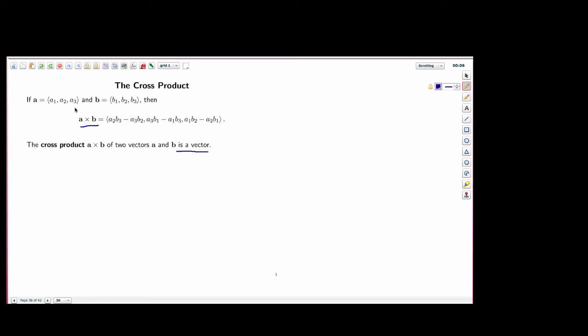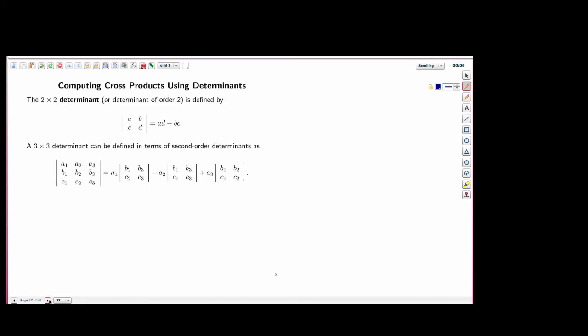So if A is A1, A2, A3, and B is B1, B2, B3, the cross product, A cross B, is given by the formula: A2 B3 minus A3 B2, A3 B1 minus A1 B3, A1 B2 minus A2 B1. I know this is a fairly complicated looking formula. I'm going to give you a way to remember this if you don't want to memorize this big formula. The way to do this without memorizing that complicated thing is to use determinants.